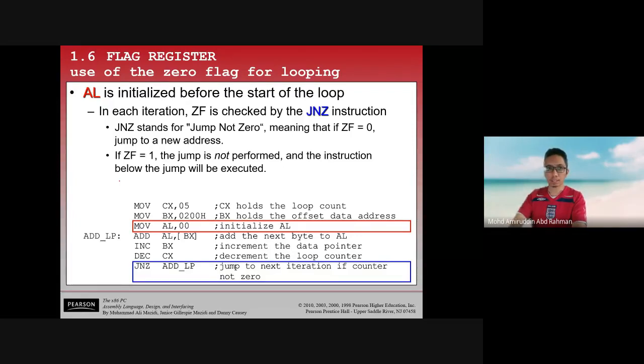JNZ stands for jump if not zero, meaning that if ZF is 0, it jumps to the new address. If ZF is 1, meaning that the counter has reached 0, the jump is not performed and the instruction below will be executed.